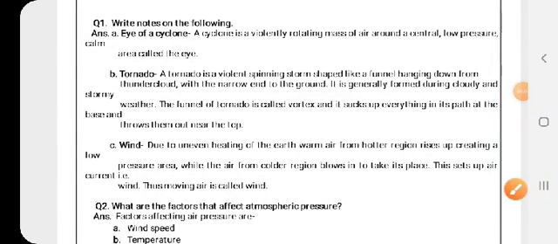Hello everyone. So we are going to start the extra questions of chapter 15, that is windstorms and cyclones. So the first question is, write a note on the following. The first is the eye of the cyclone. What is the eye of the cyclone?